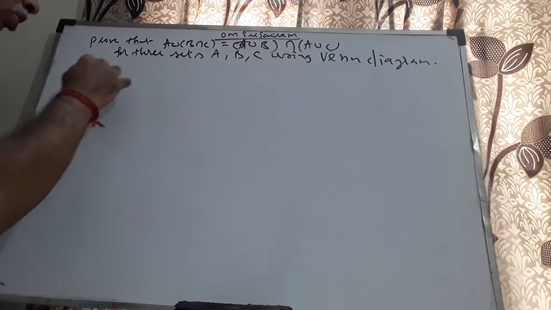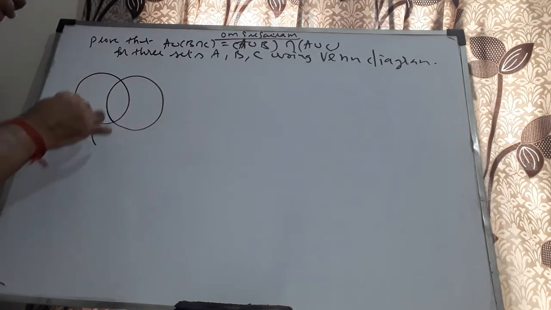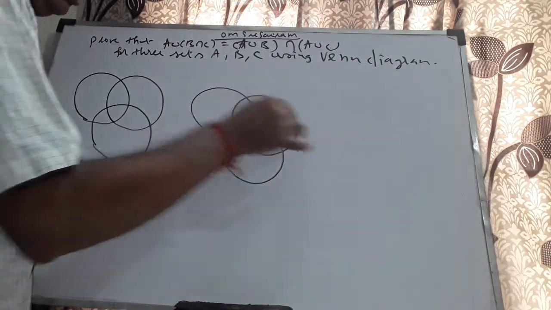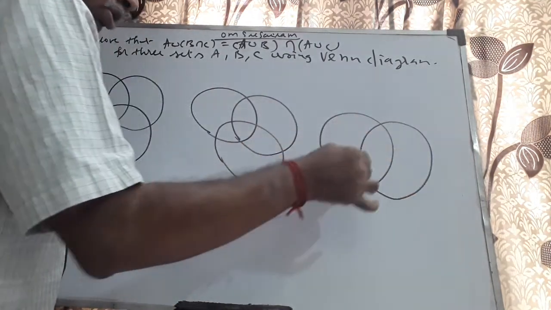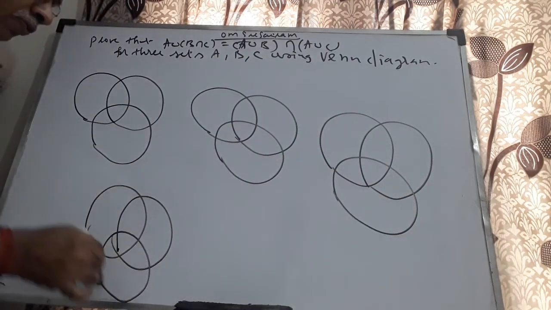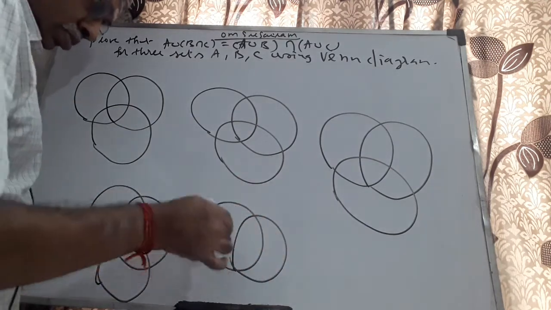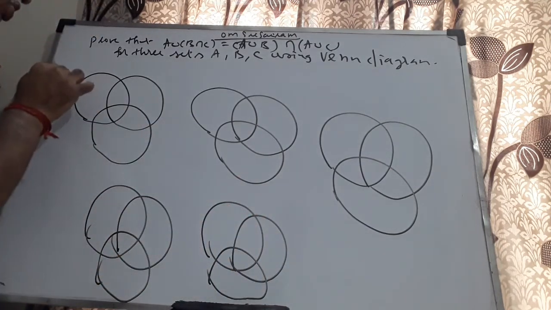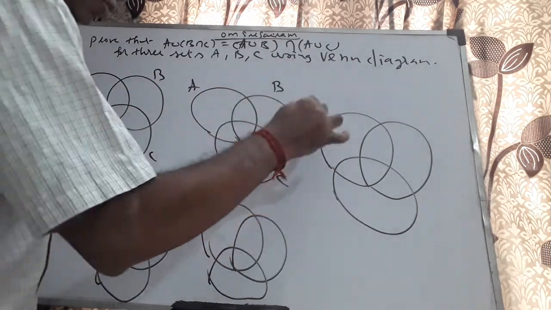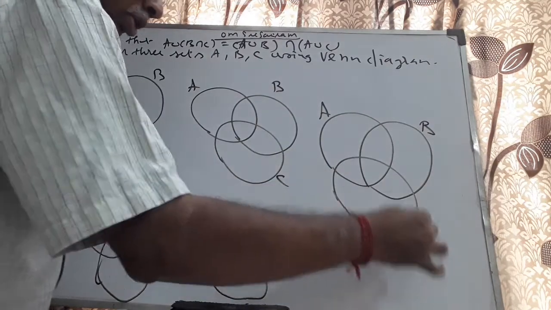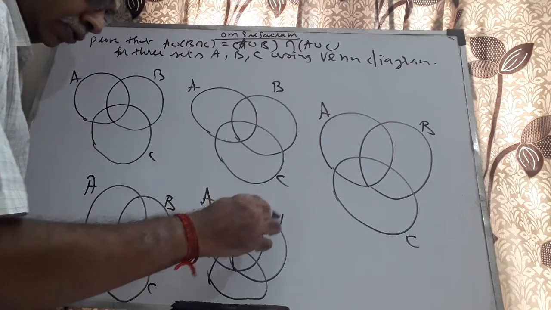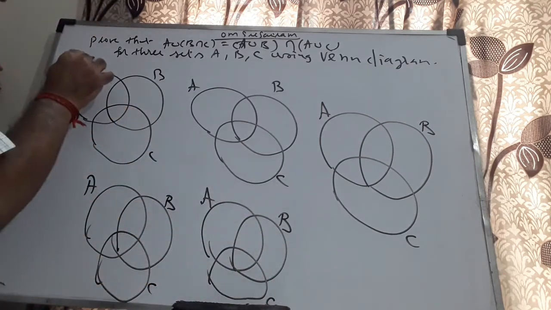What I will do is I'll take three intersecting circles, and I'll take five such diagrams. Everywhere I'll take A, B, C to be uniformly the same. I should not change the order. The order should be the same in all the five cases.